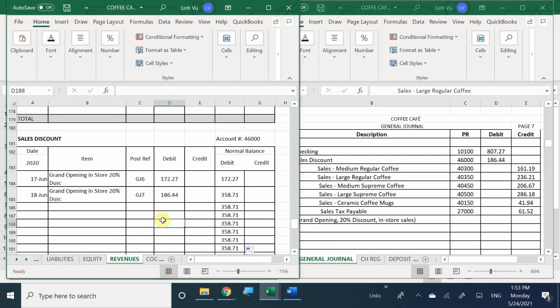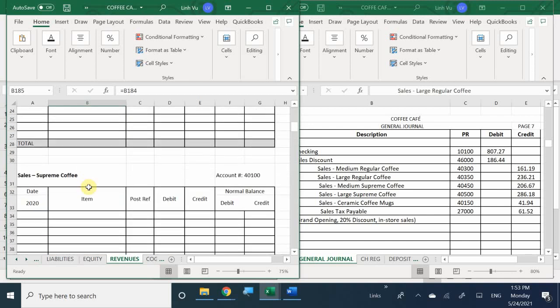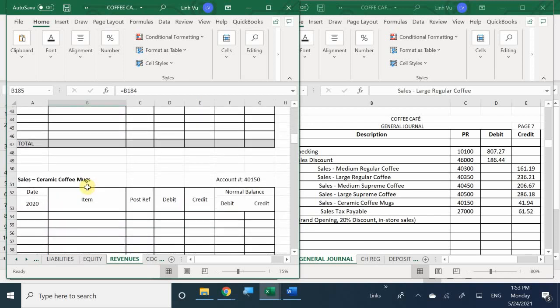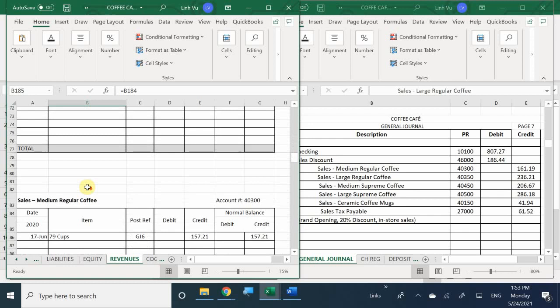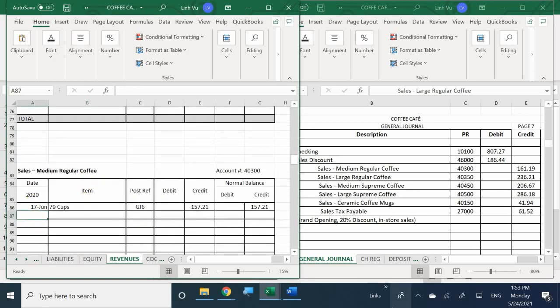Okay, so let me see. Sales for the medium coffee, line 76. How many cups did we sell? 81. We sold 81 cups. Okay. TJ7, and a credit for 161.19.